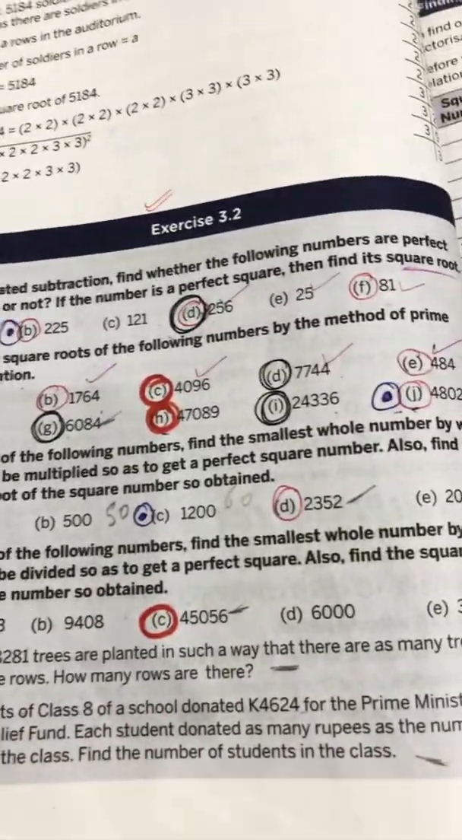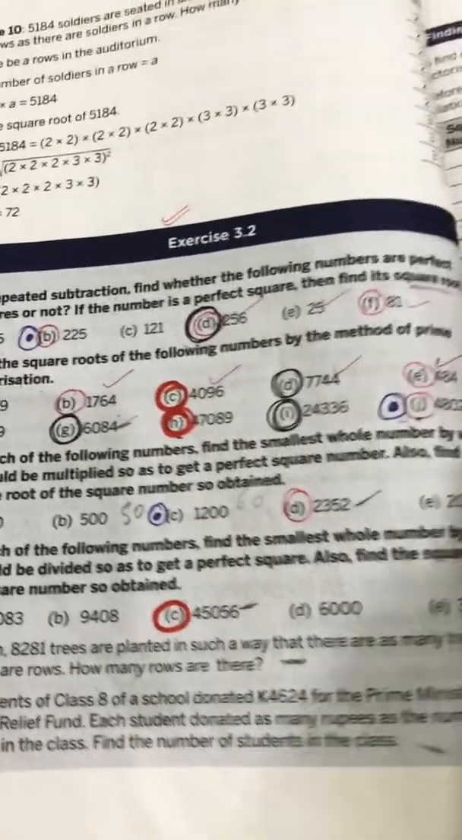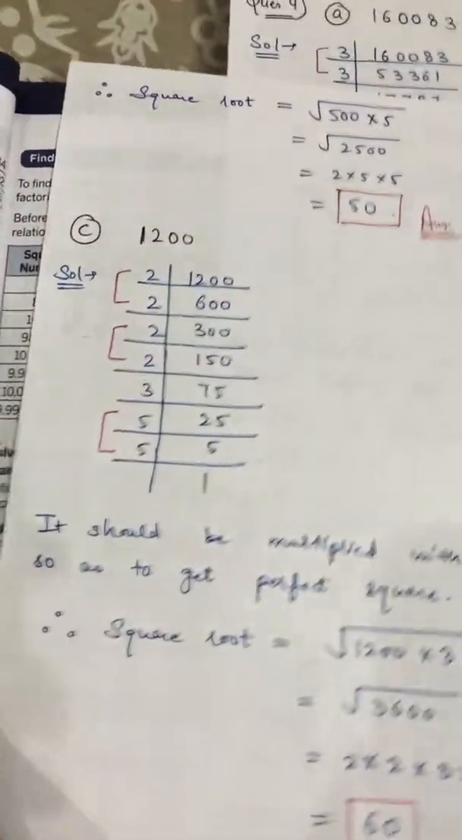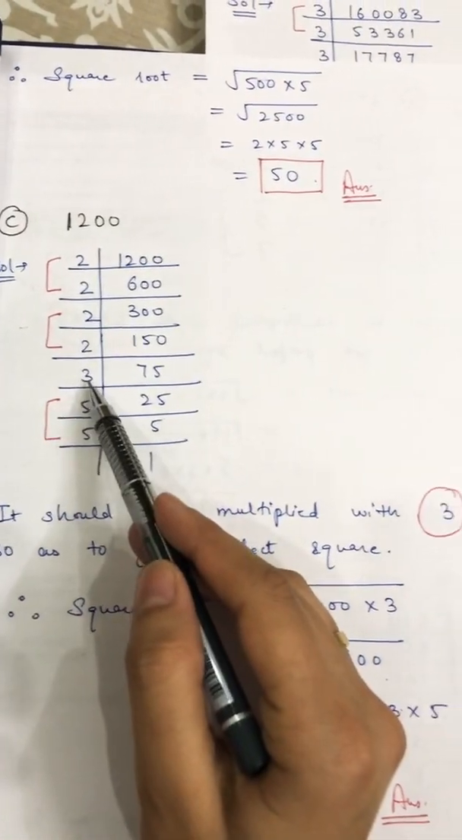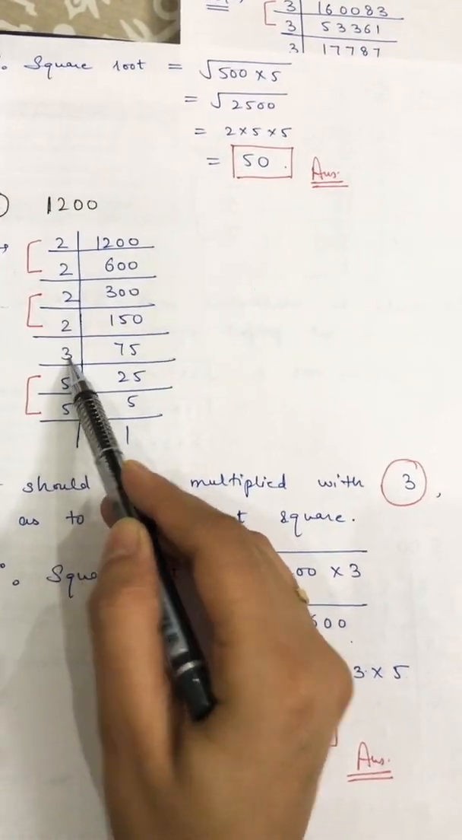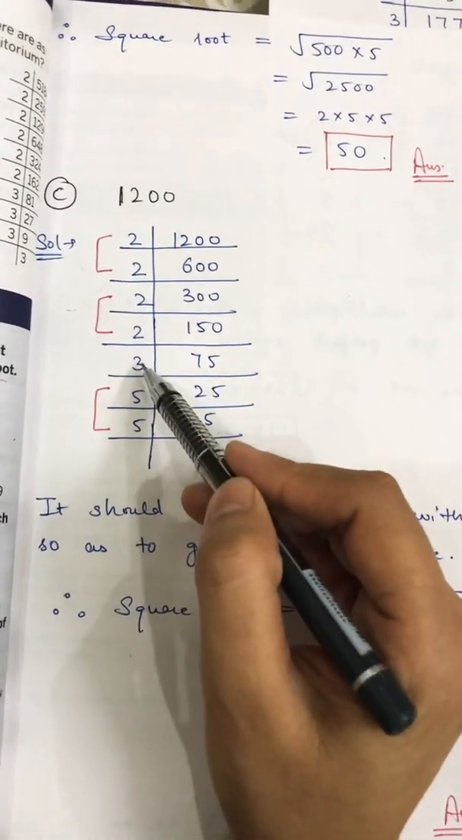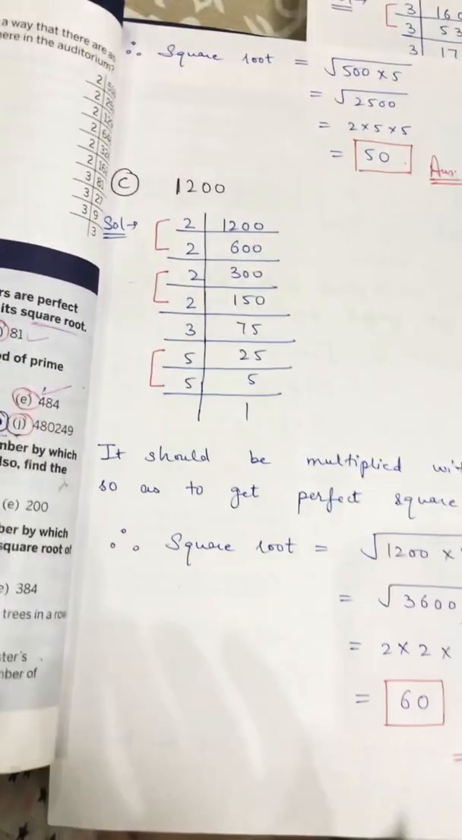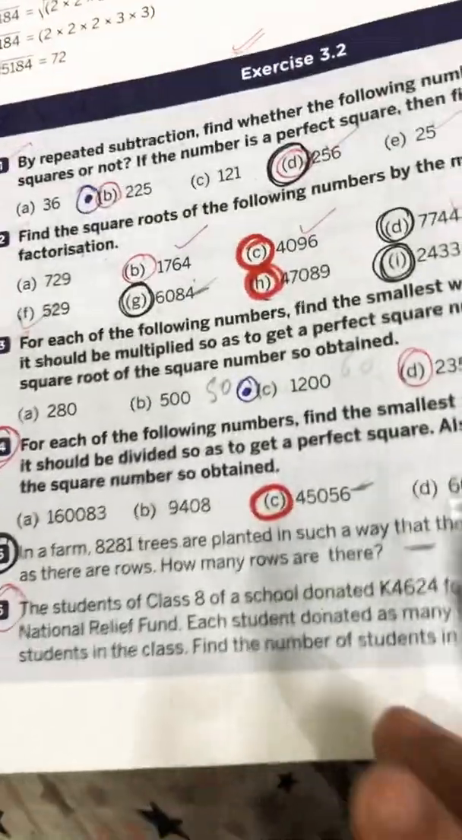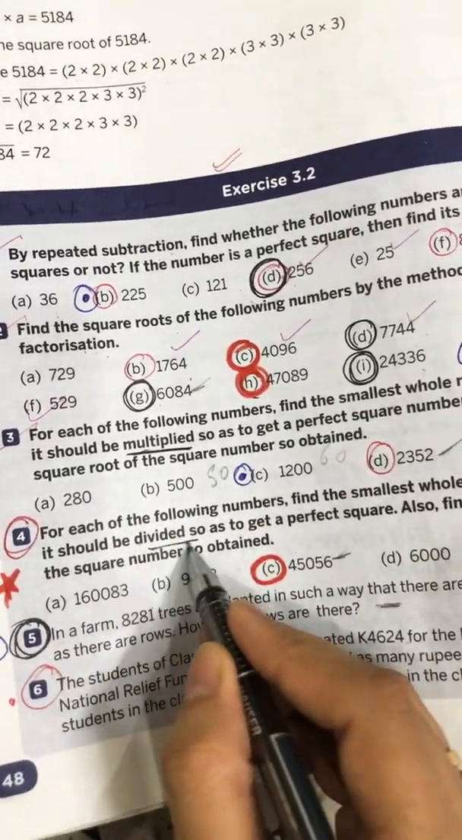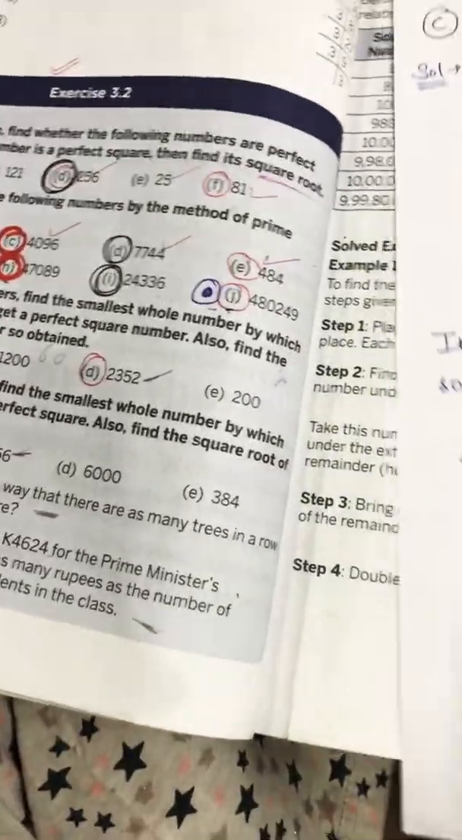In the third question, whichever number was single, we multiplied with that number. In the fourth question, whichever number is single, we have to divide by that number. Here we have to divide, whereas in the third question we had to multiply. Clear? Okay, now I'm going to start question number 4.